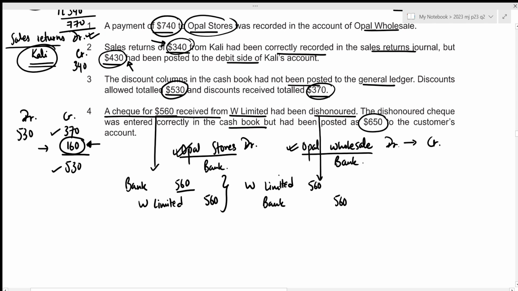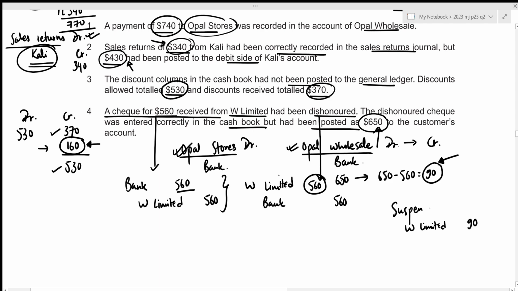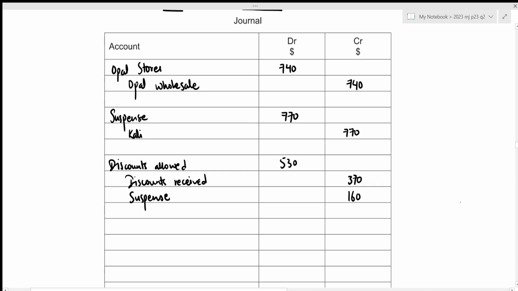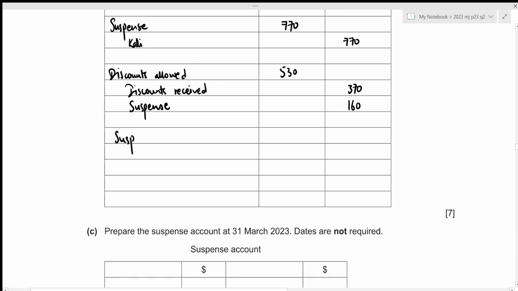So the correct amount for W Limited would have been 560, but it had been posted as 650 to the customer's account. So instead of writing down 560, we actually wrote down 650. Now it has an excess of 650 minus 560, which is 90. So we have an extra 90 on the debit side. Now in order to cancel this, we just have to put W Limited on the credit side as 90. And this extra 90 would go towards the suspense account on the debit side. So the correction for error 4 is just going to be suspense on our debit side with 90 and W Limited on the credit side with 90.